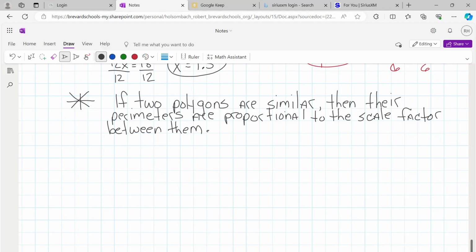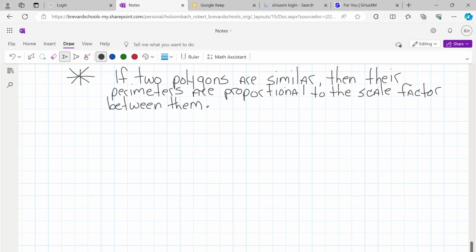So turn the page and look at example 4 on the top of page 472. All right, so here's what's going on. They're telling you that ABCDE is similar to PQRST. Find the scale factor and the perimeter.